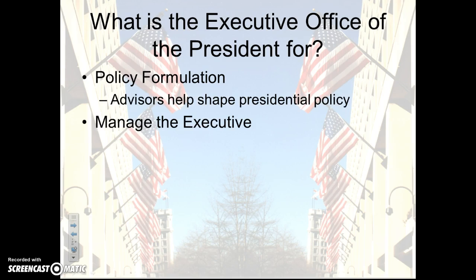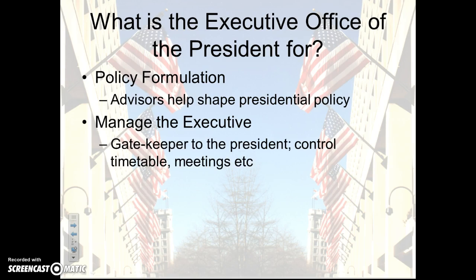Well, this is about policy formulation. This is where the decisions are made. These are the advisors who help to shape presidential policy. They also manage the executive. They're gatekeepers to the president. You can't get to the president except through his chief of staff. Chief of staff is the primary gatekeeper, probably the single most important office within the executive offices of the president. They manage the president. So if you want to get to the president, you go through the West Wing.